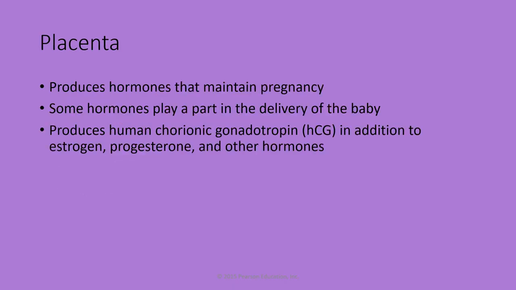The placenta, when a woman is pregnant, is going to help to maintain the pregnancy. It will produce these hormones, and that's how it's able to maintain the pregnancy. The placenta is not formed immediately. It does take several months for it to be completely formed and take over. Some of the hormones eventually will play a part in the delivery of the baby. It produces human chorionic gonadotropin, or HCG. It will also produce estrogen, progesterone, and other hormones, helping to maintain the balance, to maintain that pregnancy.